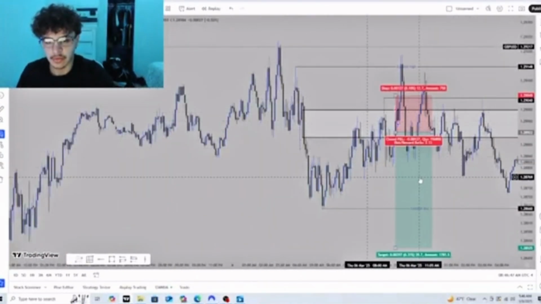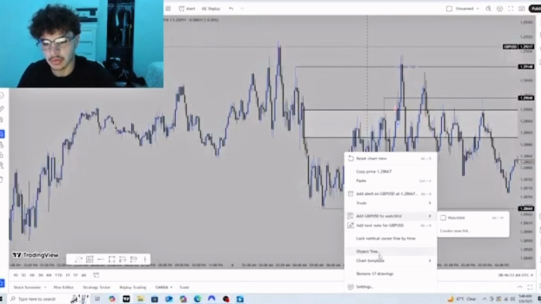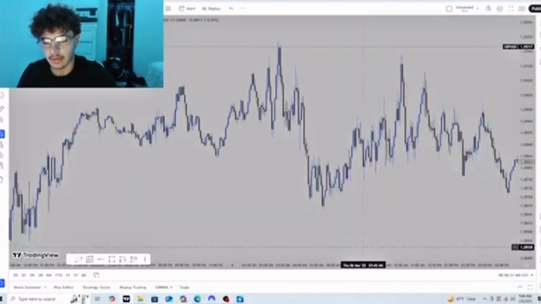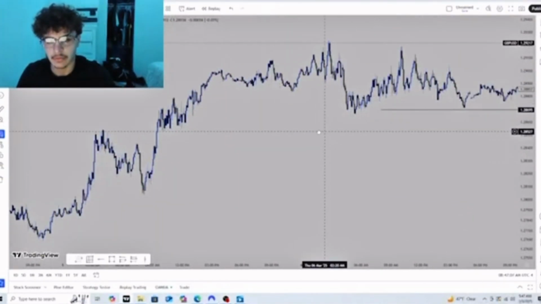So the reason why I shouldn't have taken this trade was because I'm more probable. Let me remove all the drawings. I'm more probable when I trade off of high time frame fair value gaps. So let me mark this out real quick.